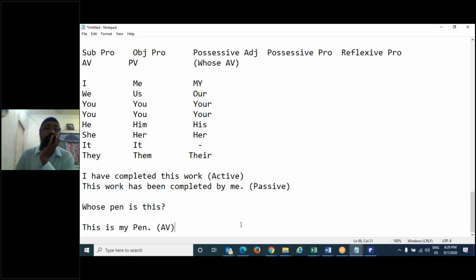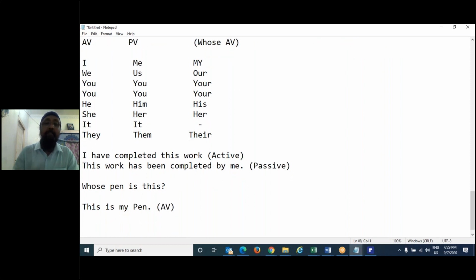Now, if we refer to the same sentence, the meaning remains the same, but the construction of the sentence changes. So, whose pen is this? This pen is mine. Now, what happened here? The answer is the same. There is still an ownership being described here, but the place of a pronoun is being changed. It was earlier before the noun, now it is after the noun.